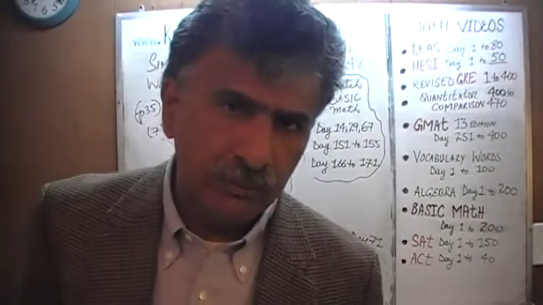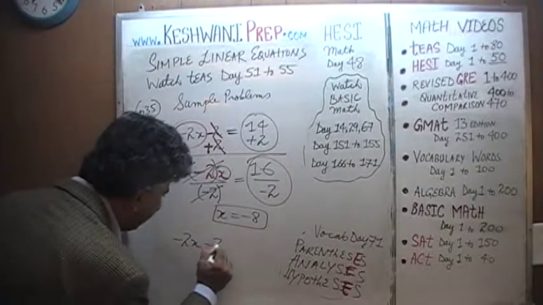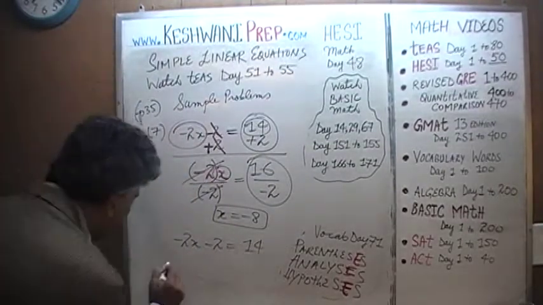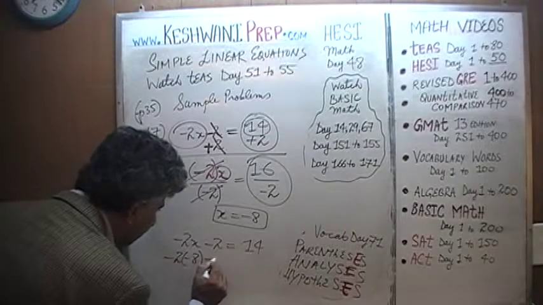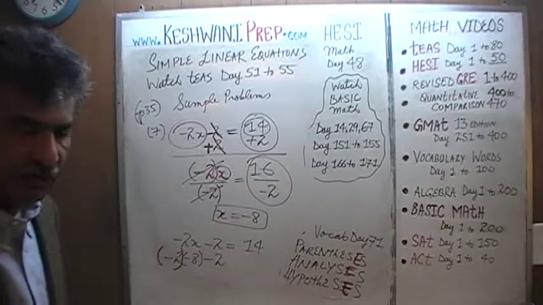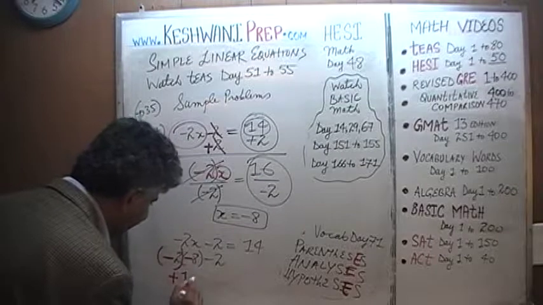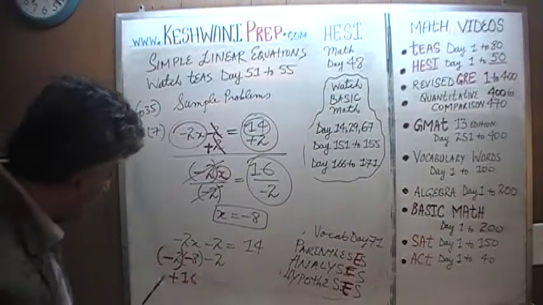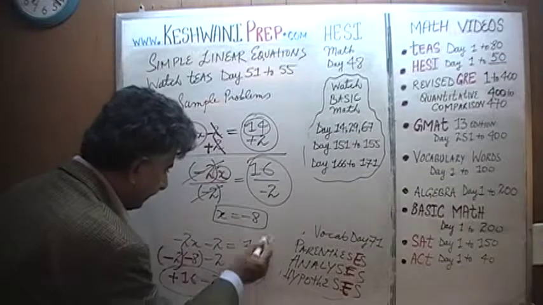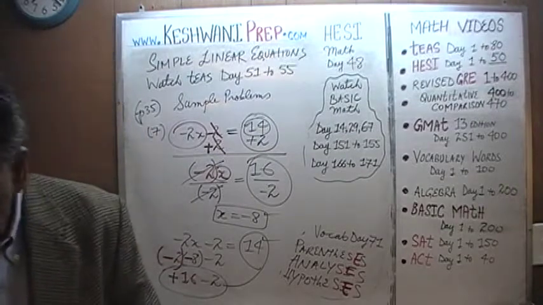That's the claim we are making. Now we have to go back and verify, make sure it works. We are told that negative 2x minus 2 has to equal 14. X is negative 8. Negative 2 times negative 8 minus 2. How much is negative 2 times negative 8? We had this discussion just yesterday. Negative times negative is positive, and 2 times 8 is 16. Positive 16 and a negative 2 is positive 14, which is exactly what we have on this side. It works. Number 8. Question number 8.